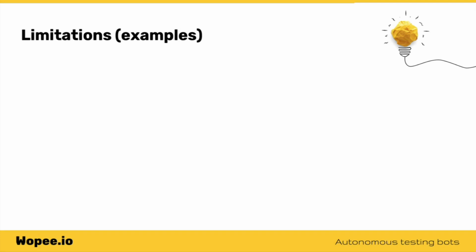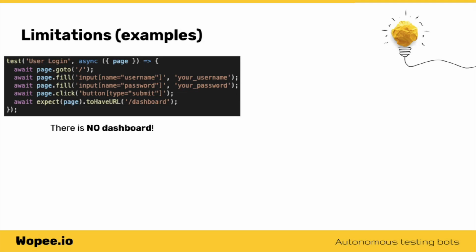And I would like to show you first the examples with their limitations. First one, we test the user login. And you can see that for this particular example, an assert was also generated.